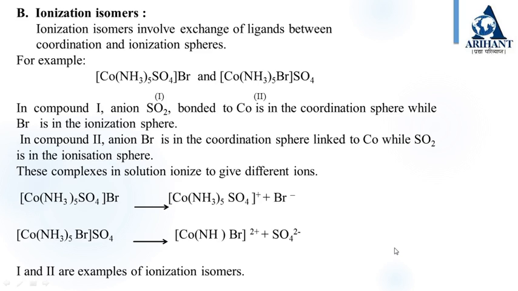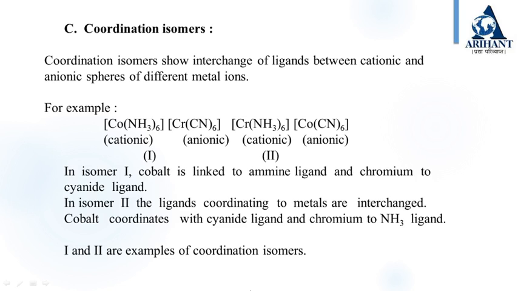So these complexes in solution, they will ionize to give different ions. So the first compound [Co(NH3)5SO4]Br will ionize to give [Co(NH3)5SO4]+ and Br-. And the second compound [Co(NH3)5Br]SO4 will ionize to give [Co(NH3)5Br]2+ and SO4 2-. So compound 1 and compound 2 are examples of ionization isomers.